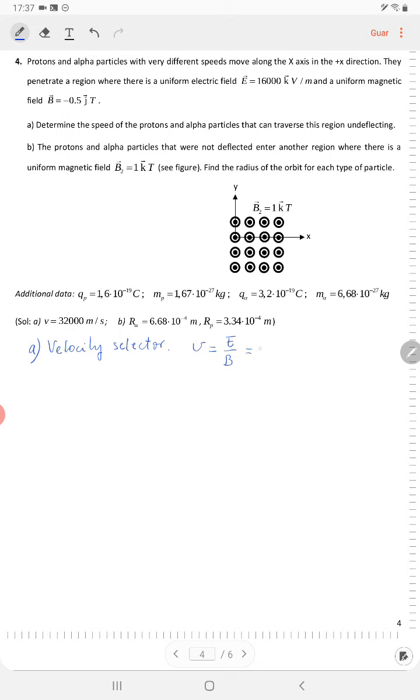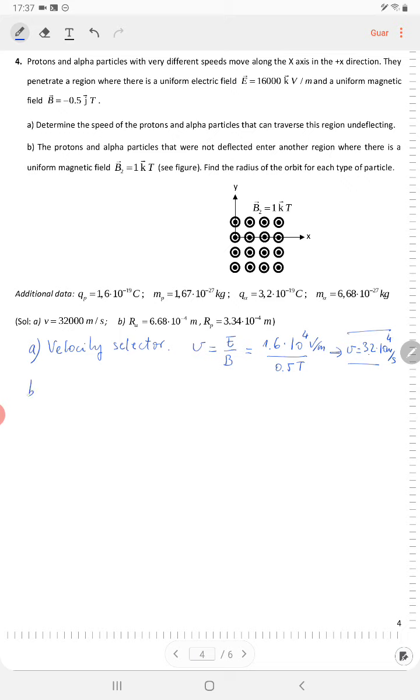So this is equal to 1.6 times 10 to the 4 volts per meter divided by 0.5 Tesla. This provides a velocity of 3.2 times 10 to the 4 meters per second.